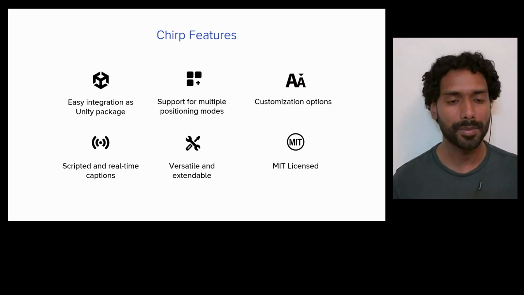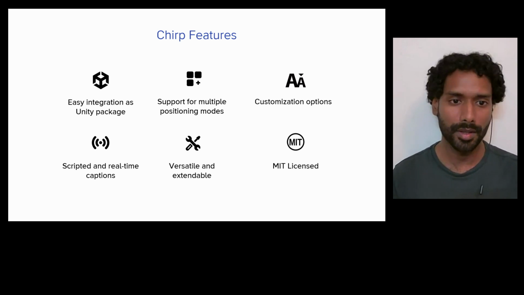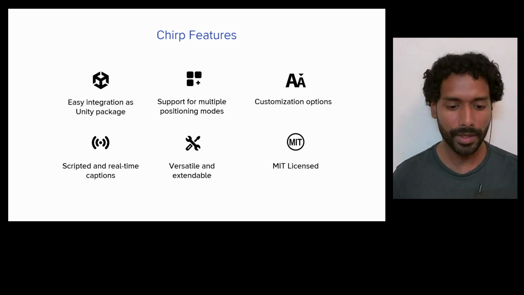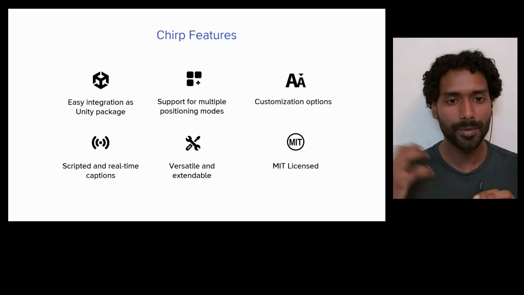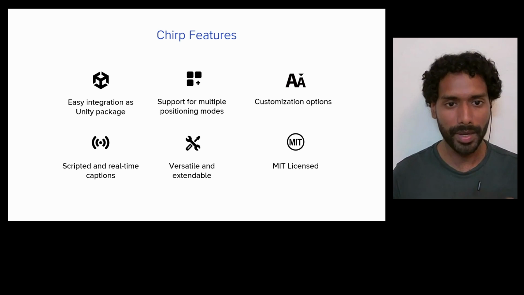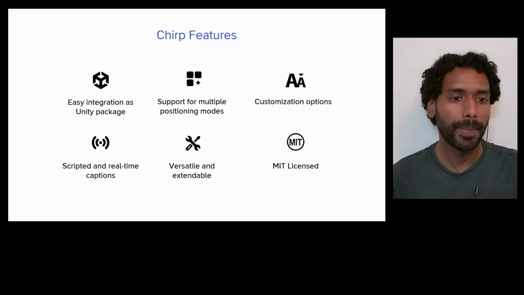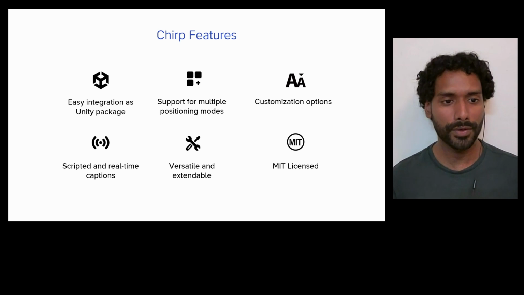Chirp also supports multiple positioning modes. At the moment, it only supports headlock, but there's the possibility to add different modules to it. Each module builds on the base framework of Chirp, so it's quite easy to add a new positioning mode. Chirp has a lot of customization options, like you saw before. And Chirp has support for scripted and real-time captions.